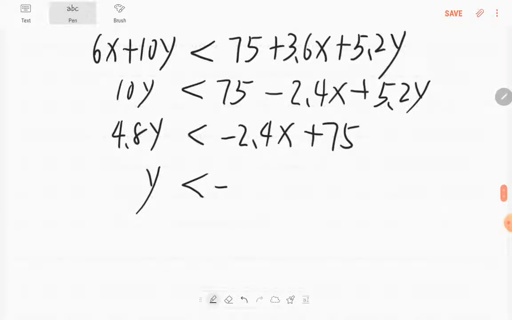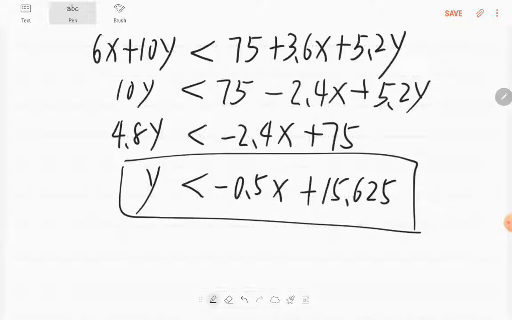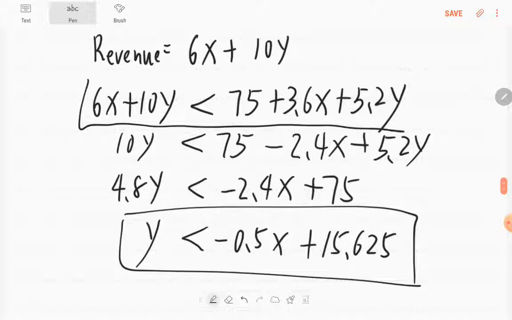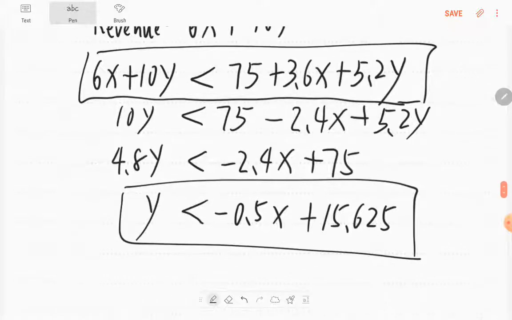So this would be negative 0.5x plus 15.625. Okay, so this is another one. This is the answer, and this also would be the answer. Okay, it depends on the problem, which form it will ask you to do.